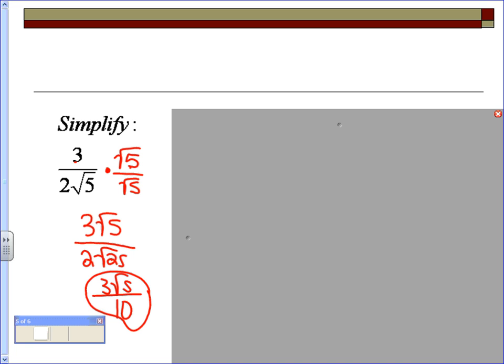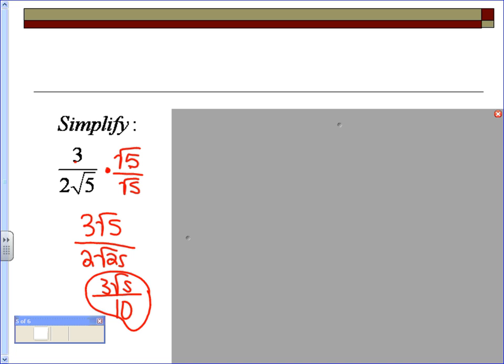How do I get this? 3 times square root of 5 over 2 times square root of 25. Does that make sense? 2 times 5, because the square root of 25 is 5. 2 times 5 just gives you 10. Does that make sense? So now you don't have a radical in your answer, and that's how you want to leave it.